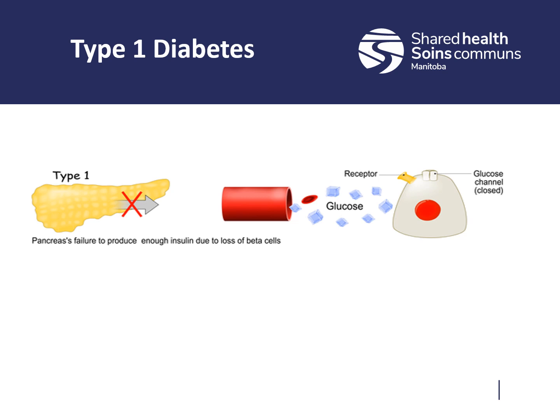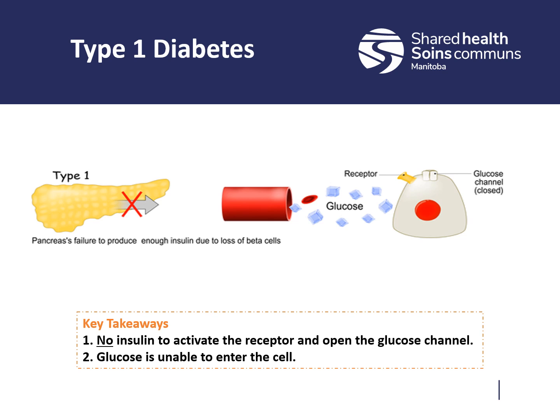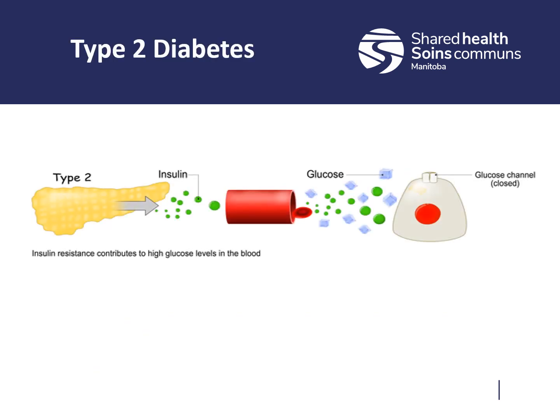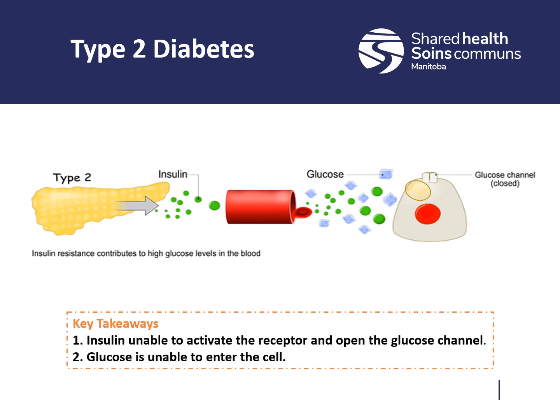The key takeaway for a type 1 diabetic is the failure to produce insulin at all or in any effective amount. Type 2 diabetes is caused by varying degrees of insulin production and resistance to insulin itself at the cellular or receptor level. So glucose is unable to enter the cell.